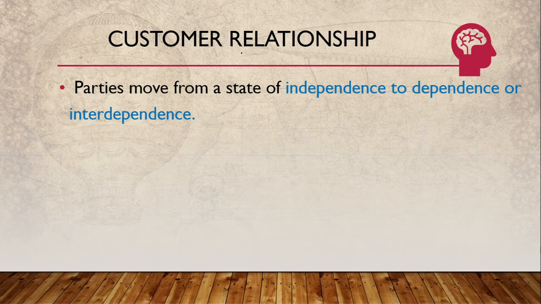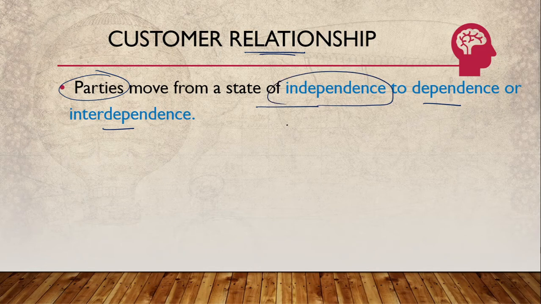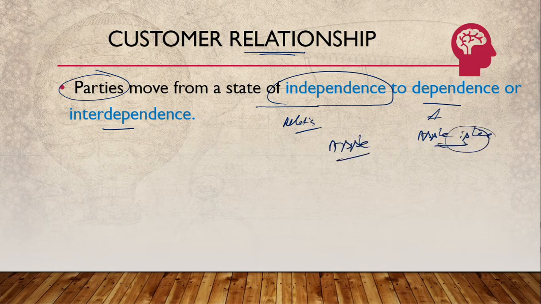So what exactly is a relationship? When two parties involved move from a state of independence to dependence or interdependence. The state of independence is when first they were not in a relation, but then they move to a state of dependency. Let's say I'm purchasing an Apple iPhone; then I'm dependent on the Apple company to produce the iPhone. So that is the state of dependency.